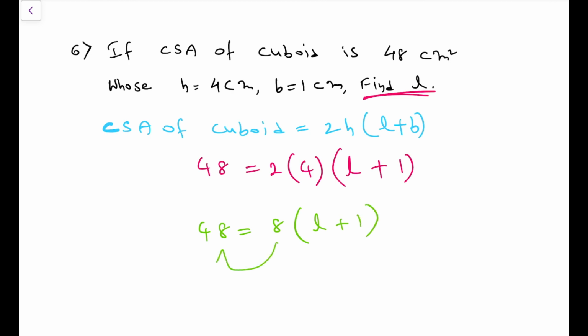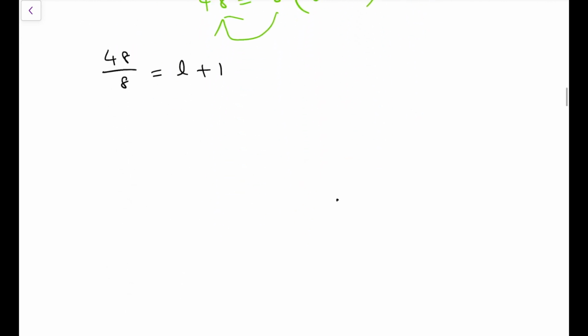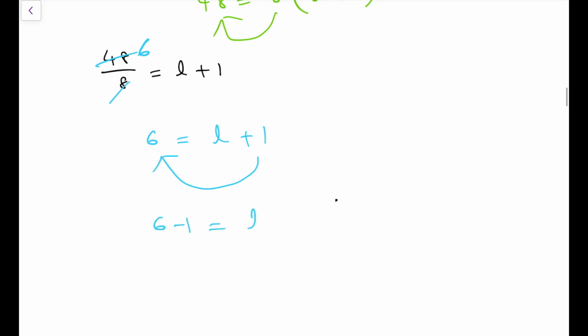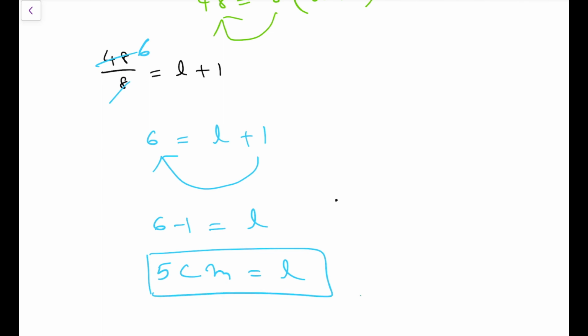Take this 8 this side, here it is multiplication. If you take it to another side, that will become division. 48 by 8 is equal to L plus 1. What is 48 by 8? In the 8 table, 48 will come at 6. So 6 equals L plus 1. Take plus 1 to the left side, so plus 1 will become minus 1. 6 minus 1 equals length. 6 minus 1 is 5. So length of the cuboid is 5 centimeters.